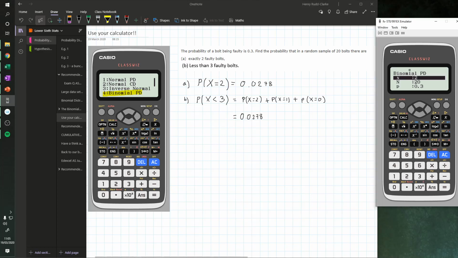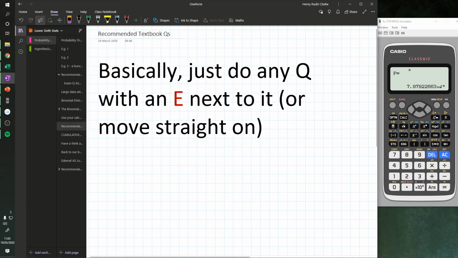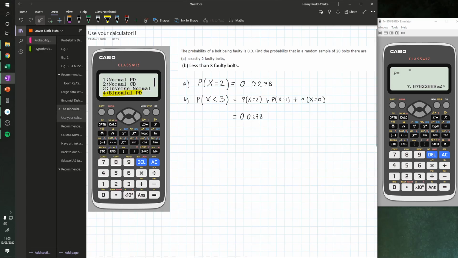I can just press AC, it will take me back to this screen. I'll say, okay, what's 1? It's a very small number, and then 0 is going to be an even smaller one, isn't it? I can't be bothered to write all those out, but that's what you do. You add them all up. It's going to take too long. So that's the first bit of this.